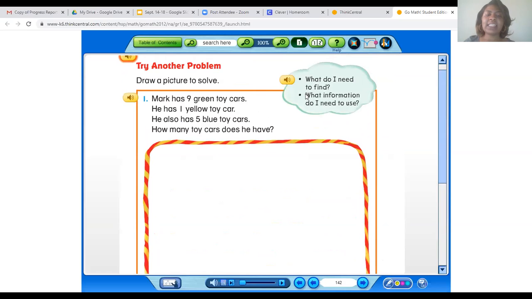All right, so let's think of some things. We need to figure out what I need to find and what information do I need to use. And I can draw a picture to help me illustrate this. So I'm going to draw a picture. So Mark has 9 green toy cars. 1, 2, 3, 4, 5, 6, 7, 8, 9. All right. He has 1 yellow toy car. And now he has 5 blue toy cars. 1, 2, 3, 4, 5.